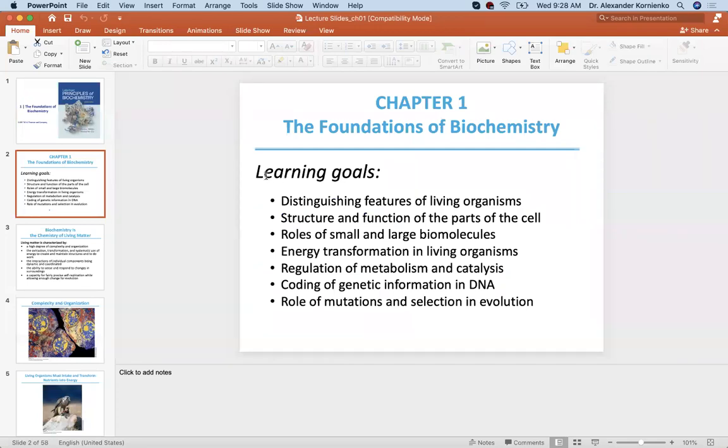Now, some people refer to these as learning objectives. Some people refer to that as goals. Objectives are a little more specific, right? So goals are a little more general, but I guess we're going to call them goals.